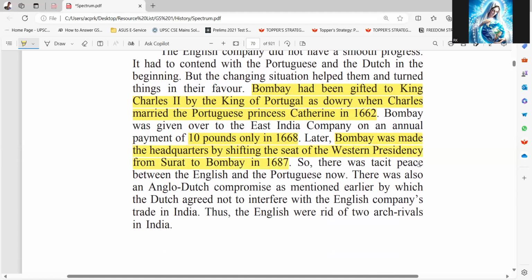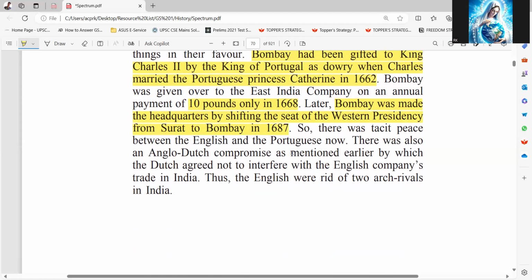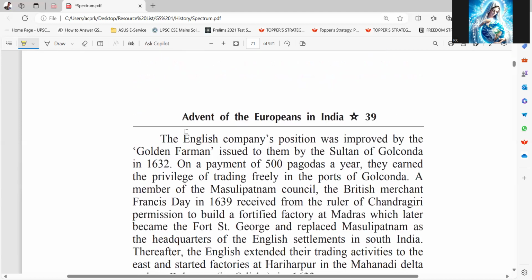So there was a tacit peace between the English and the Portuguese now. There was also the Anglo-Dutch compromise, as mentioned earlier, by which the Dutch agreed not to interfere with the English company's trade in India. Thus, the English were rid of two arch rivals in India. Okay, the English company's position was improved by the Golden Firman issued to them by the Sultan of Golconda in 1632. On a payment of 500 pagodas a year, they earned the privilege of trading freely in the ports of Golconda.